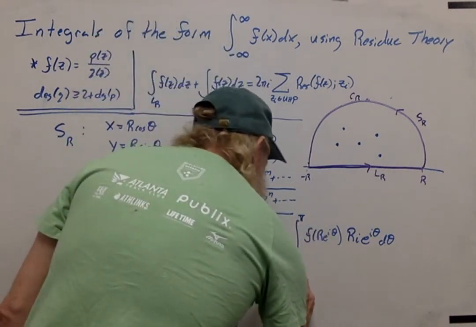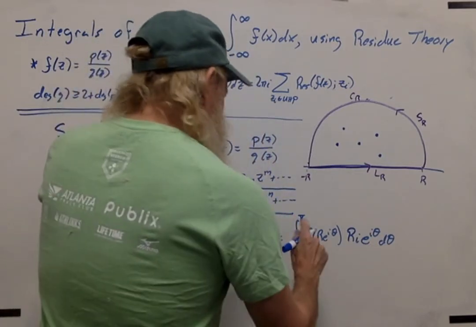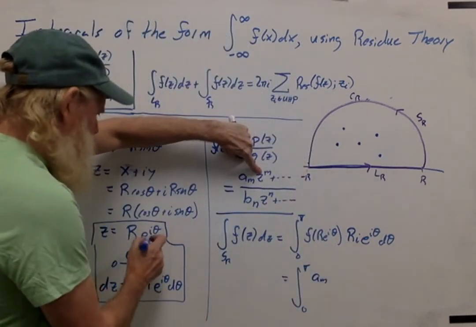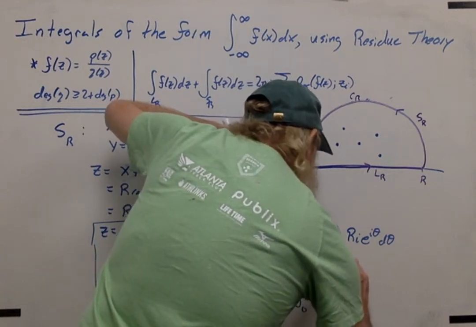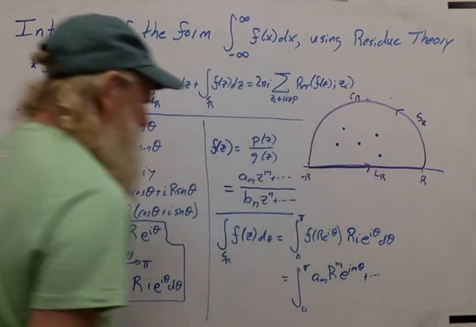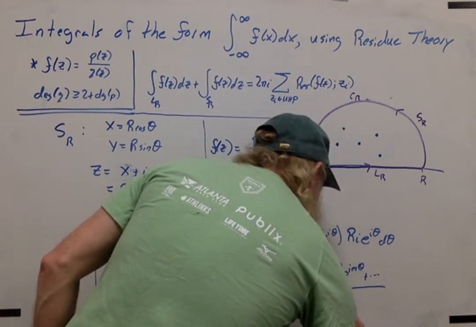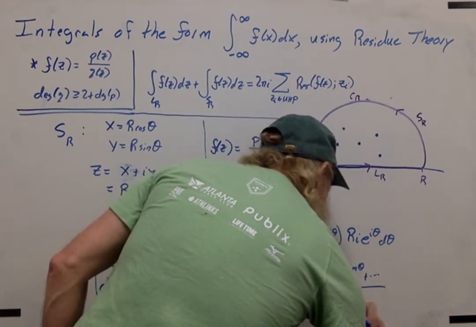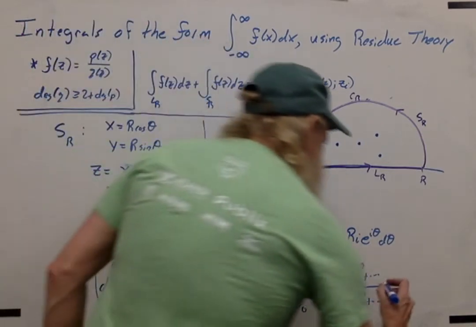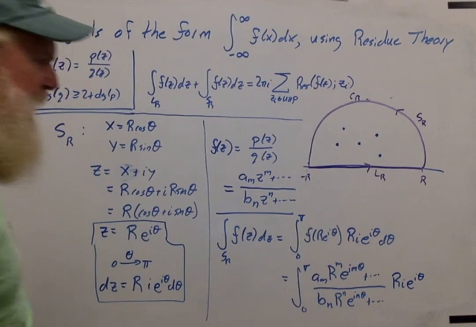Let's see what we get. This will be the integral from 0 to pi of a sub m, and then I have to take z to the mth power. So that'll be r to the m e to the i m theta plus some lower order terms. And on the bottom, I'll have b sub n r to the n e to the i n theta plus lower order terms. And then that's multiplied by r i e to the i theta d theta.